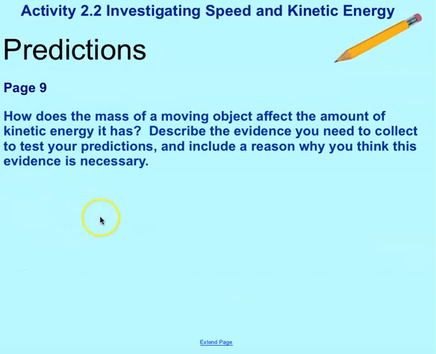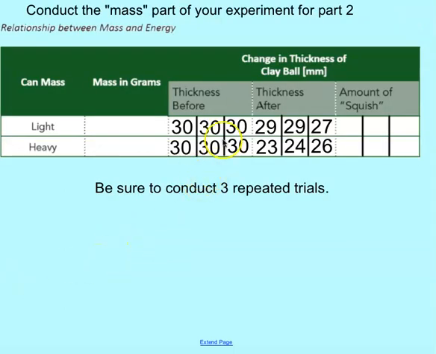So what I want you to do is make a prediction. How does the mass of a moving object affect the amount of kinetic energy it has? Just give me a sentence. And then if you can, based on what we talked about, describe the evidence you need to collect to test your predictions and include a reason why you think this evidence is necessary. So go ahead, pause the video, fill this out, and then hit play when you're ready to go on. What I'd like you to do is go ahead and fill out the data table.